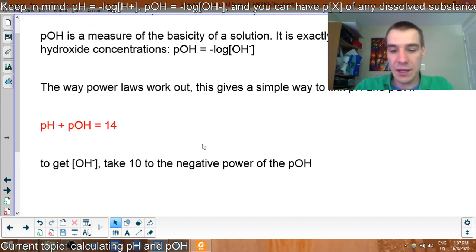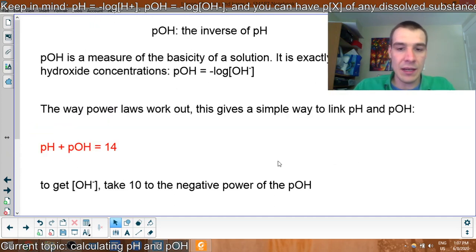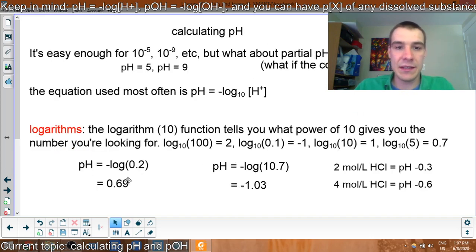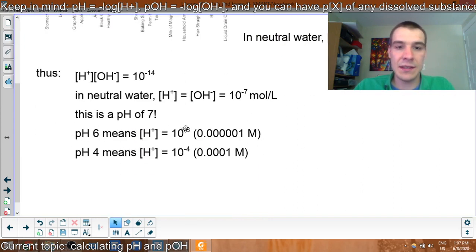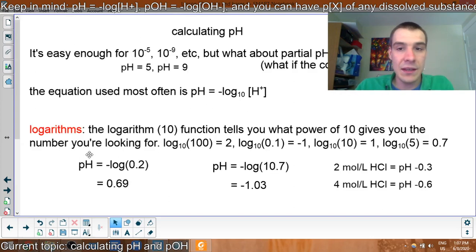Going the other way, if you want to know, go the other way, you use this 10 to the power of concept, right? If it's 10 to the negative 6, that's pH of 6. So if you have a pH of 5, it would be 10 to the negative 5. If you have a pH of 5.5, it would be 10 to the negative 5.5, and stuff like that.